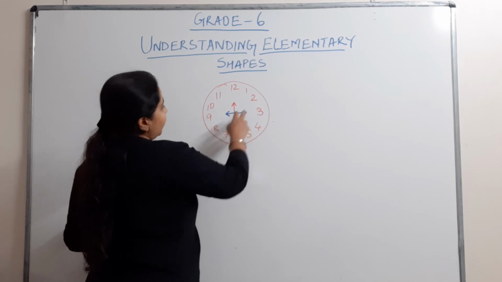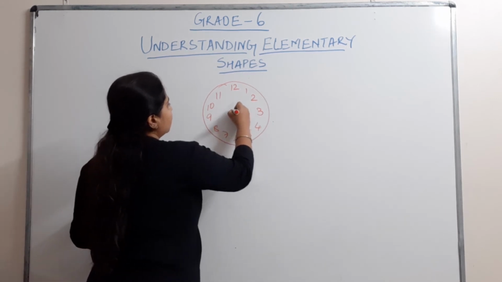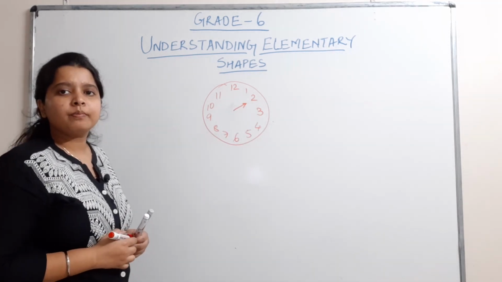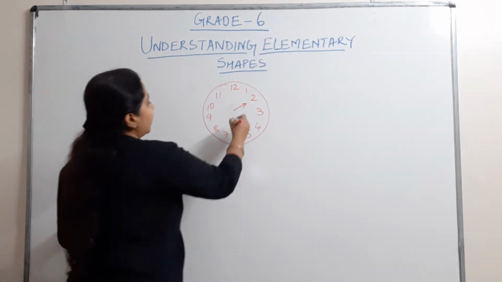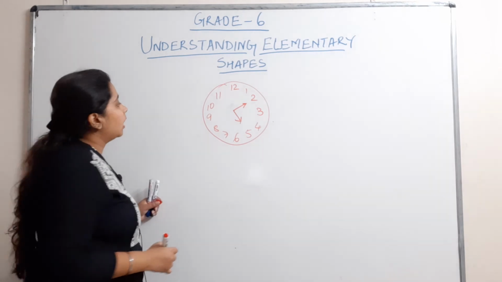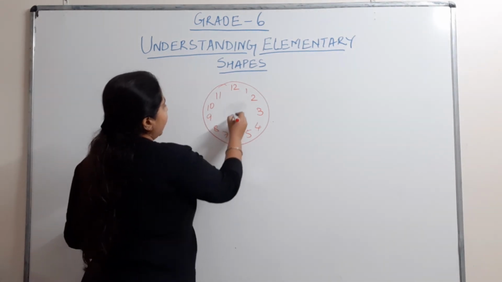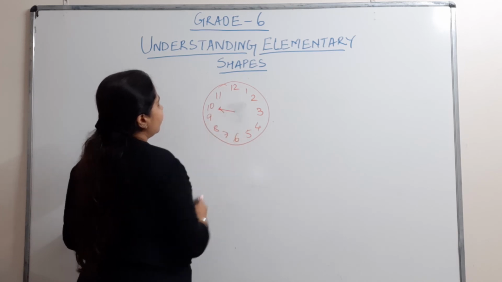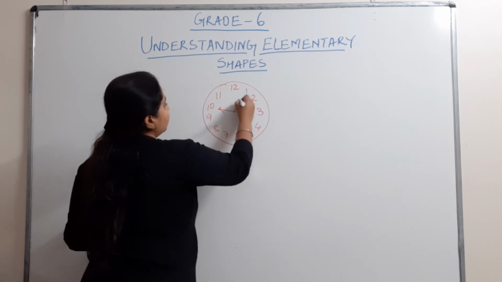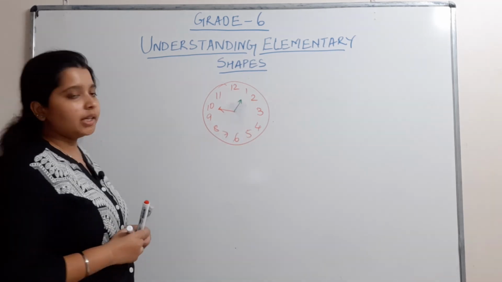Okay. For example, it is at 2. Where will it reach after completing one right angle? Yes, it will reach 5. If it is at, say, 10, then where will it reach? Very good, at 1. Okay, so after completing one right angle, it will reach 1.